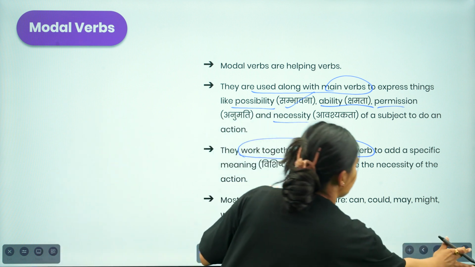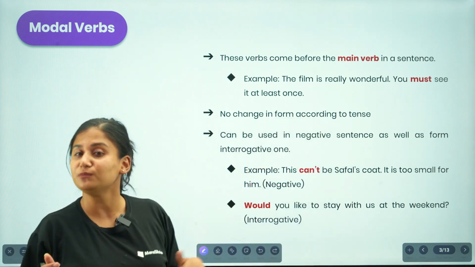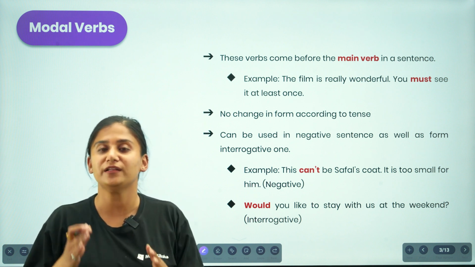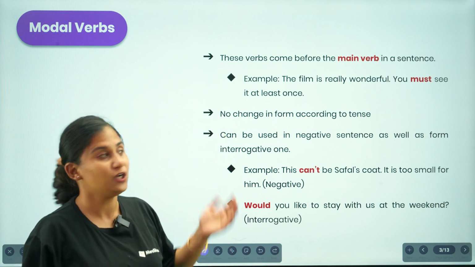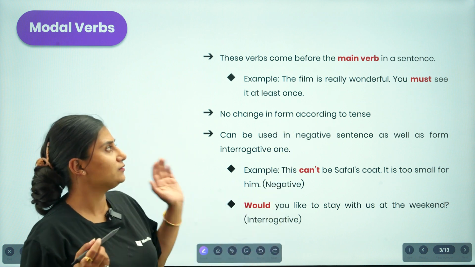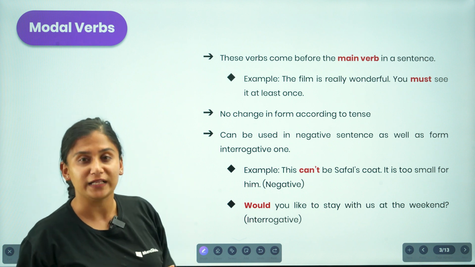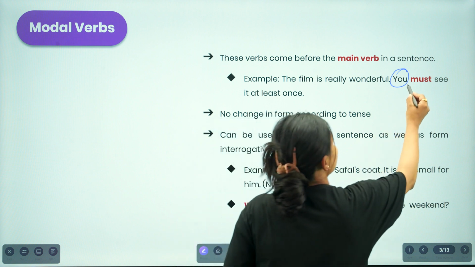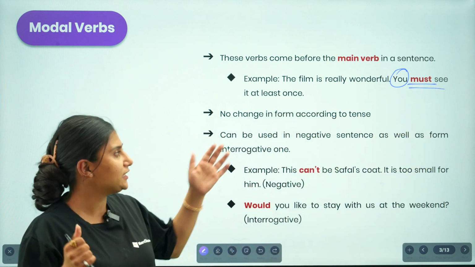Now let us know more about these modal verbs. These verbs come before the main verb. As I already mentioned, these modal verbs only work together with the main verb. They come before the main verb in a sentence. For example, here is the example. The example reads, the film is really wonderful. You must see it at least once. So here, this emphasizes that the film must be watched at least once.